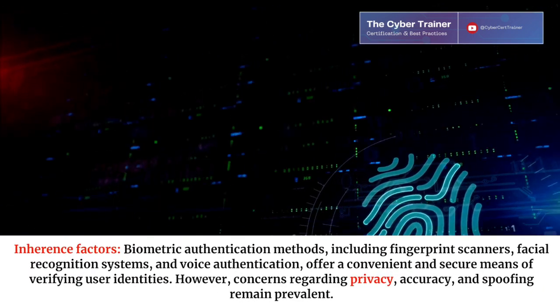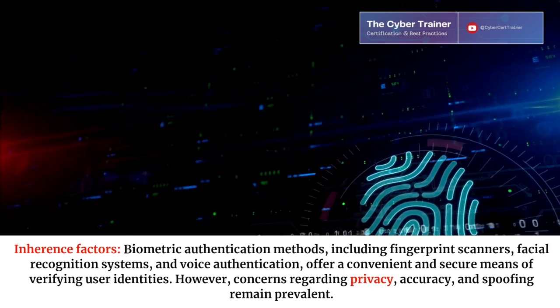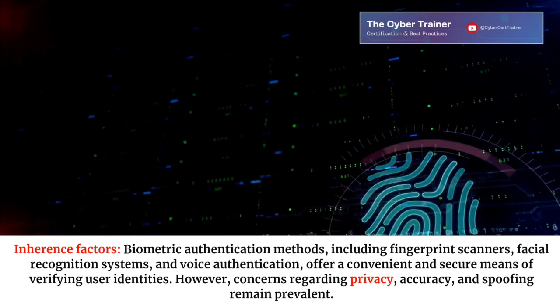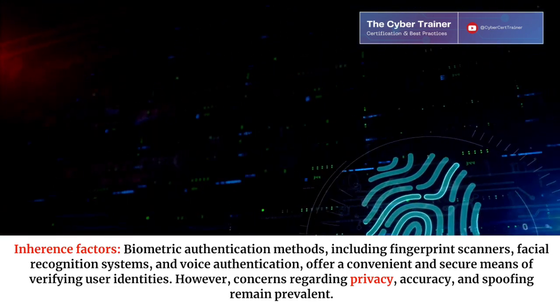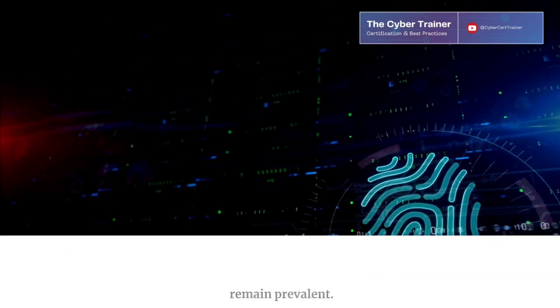Inherence factors. Biometric authentication methods, including fingerprint scanners, facial recognition systems, and voice authentication, offer a convenient and secure means of verifying user identities. However, concerns regarding privacy, accuracy, and spoofing remain prevalent.